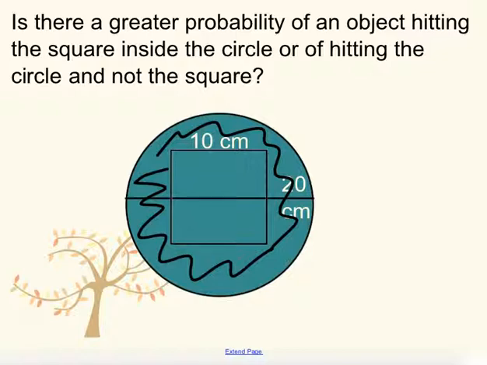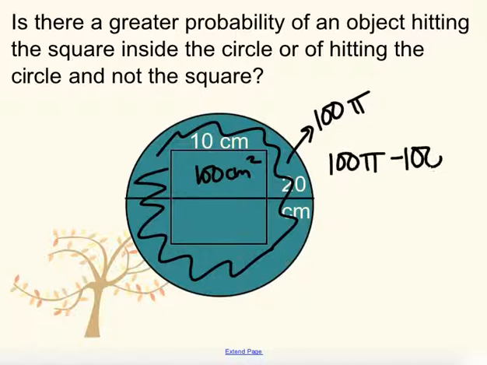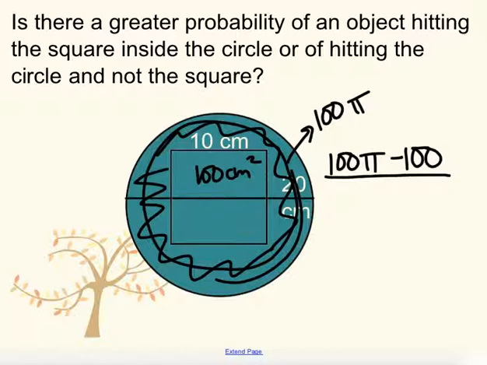Okay, so we said the area of the square was 100 centimeters squared. The area of the circle, we said, was 100 pi. Well, what is the area that is just outside? That's the whole thing minus the square, so I would say that is 100 pi minus 100. That's the outside portion, the filled portion on the outside of the square. And then I want the area of the total, which is 100 pi.